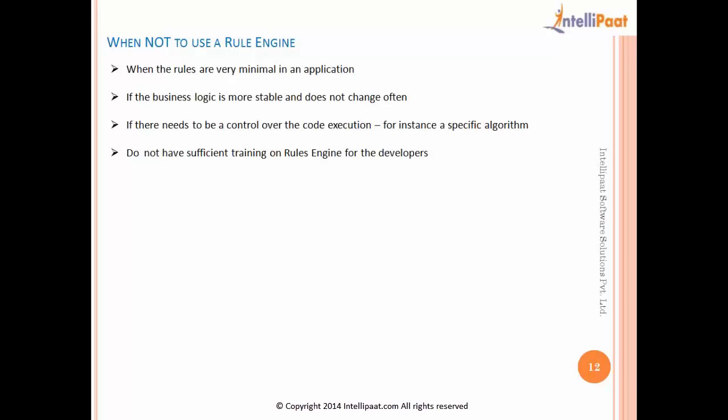And if you want to have better control over the code execution, if you have a better algorithm, or you want only that particular sequence or that particular algorithm to be executed for this particular implementation, then you cannot use rules, because the rule engine has its own implementation, its own algorithm, and it will execute only in that. You cannot influence it to change it. So if you have to do it in your own way, then go for your normal programming style.